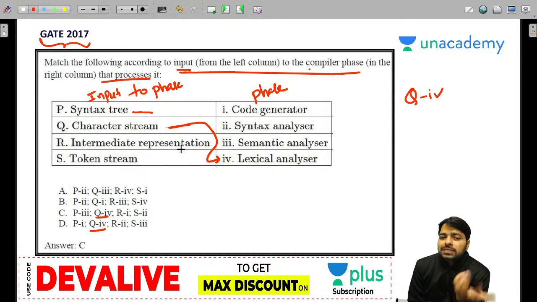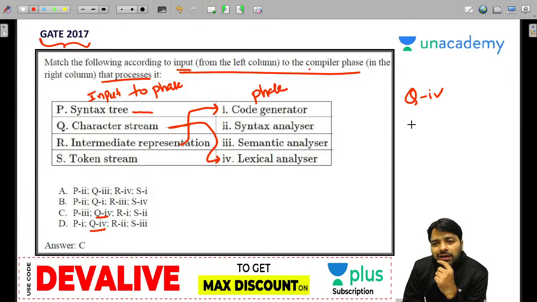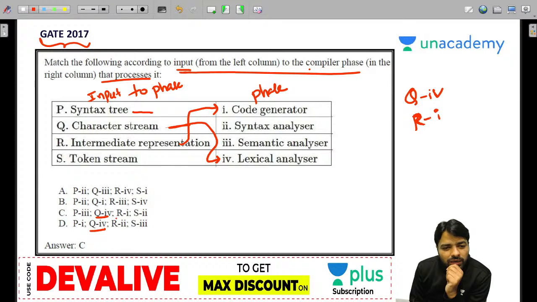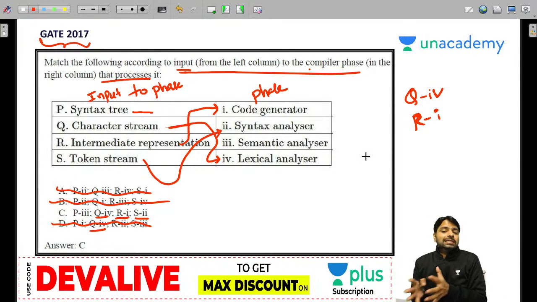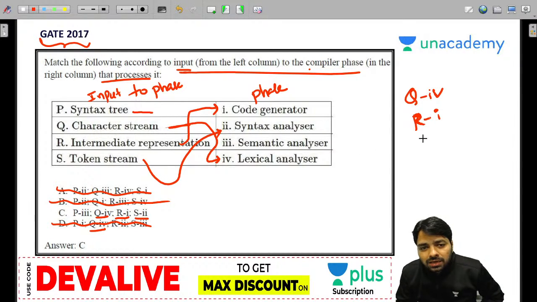The 3-address code is an input to code generation. Code optimization you can ignore guys. That R is okay, this is 4, R is 1. So answers भी delete हो गया. आपको सिर्फ ये check करना है C सही है नहीं है. S2: token stream is an input to syntax analyzer. Yes, true. Token sequence of tokens goes as an input to the syntax analysis. That is S is 2.